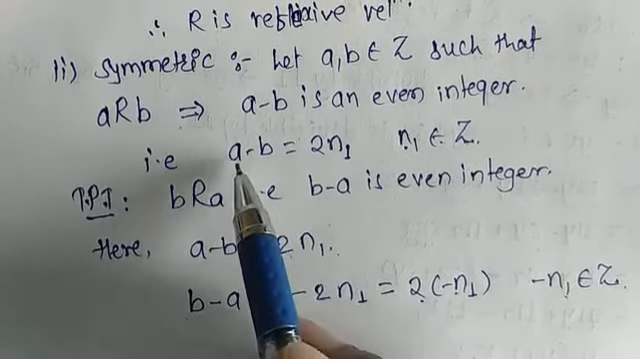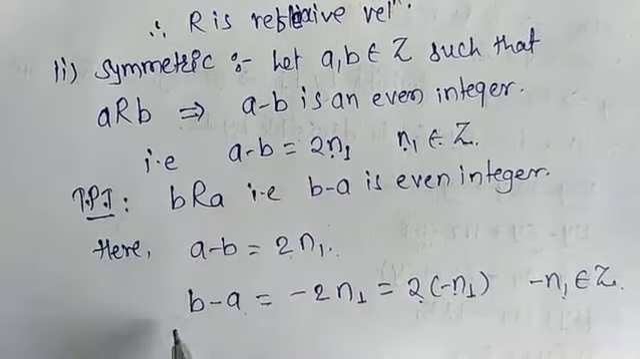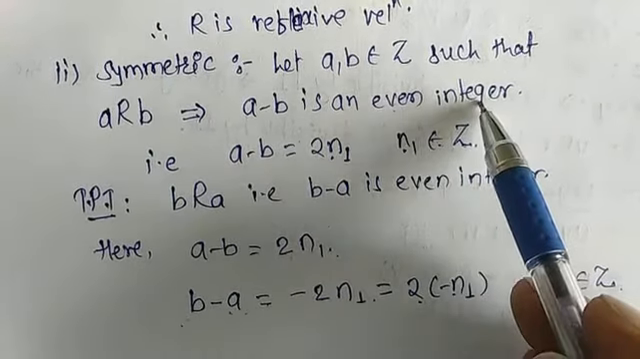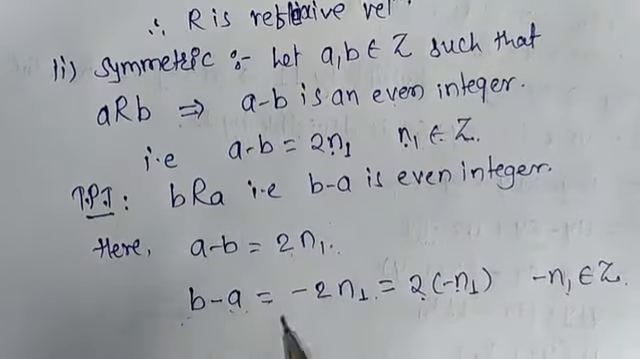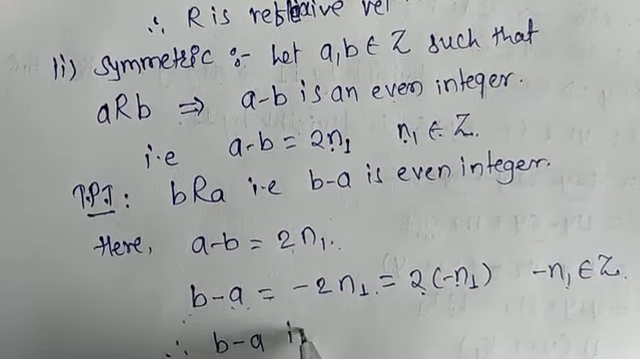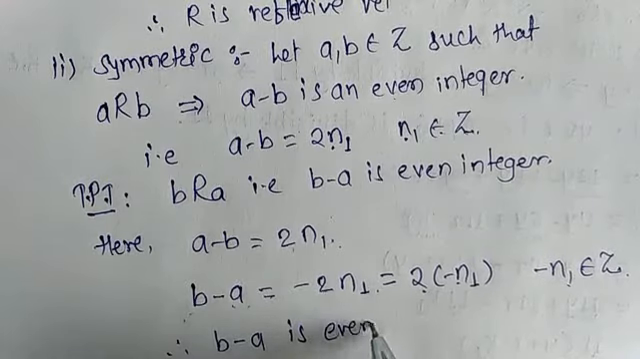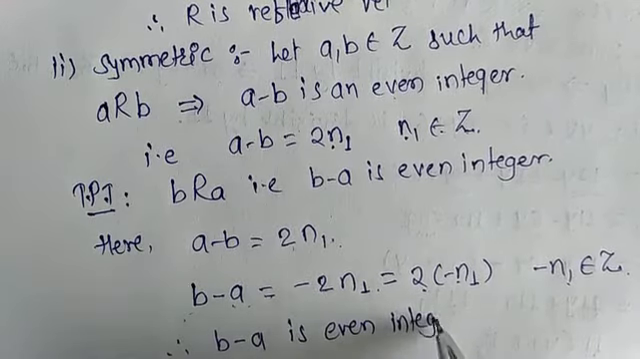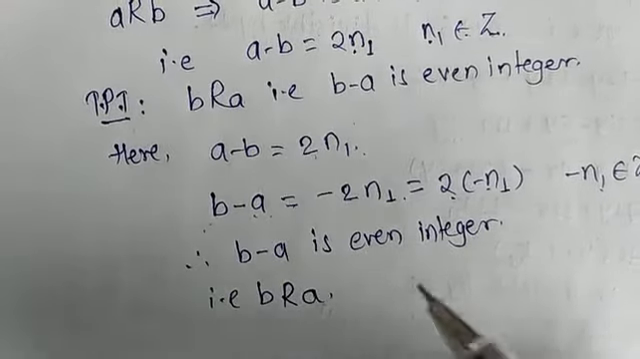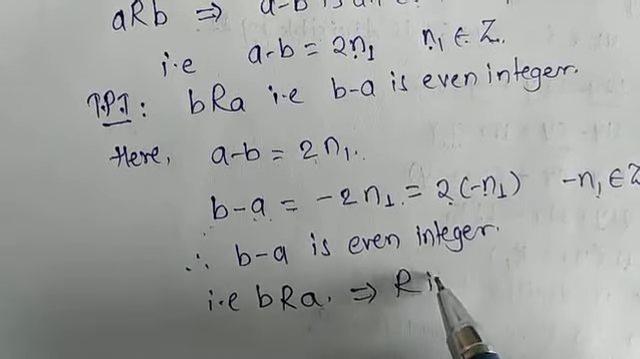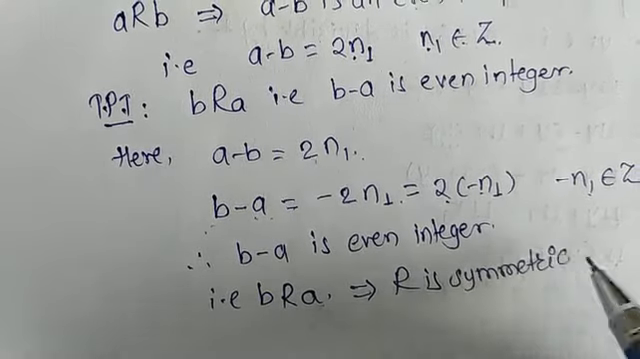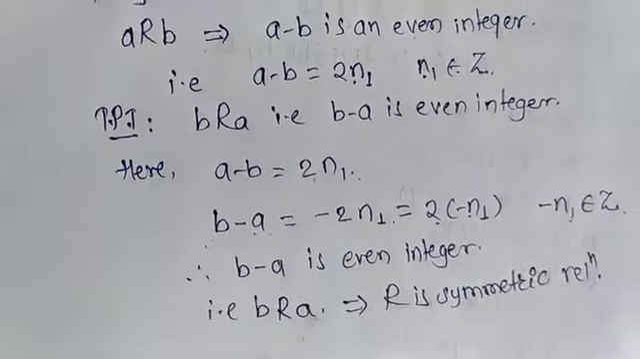If a minus b is a positive even number, b minus a will be a negative even number. Here we only have to show that it is an even integer. So b minus a is also an even integer. Therefore b is related to a, which implies that R is a symmetric relation.